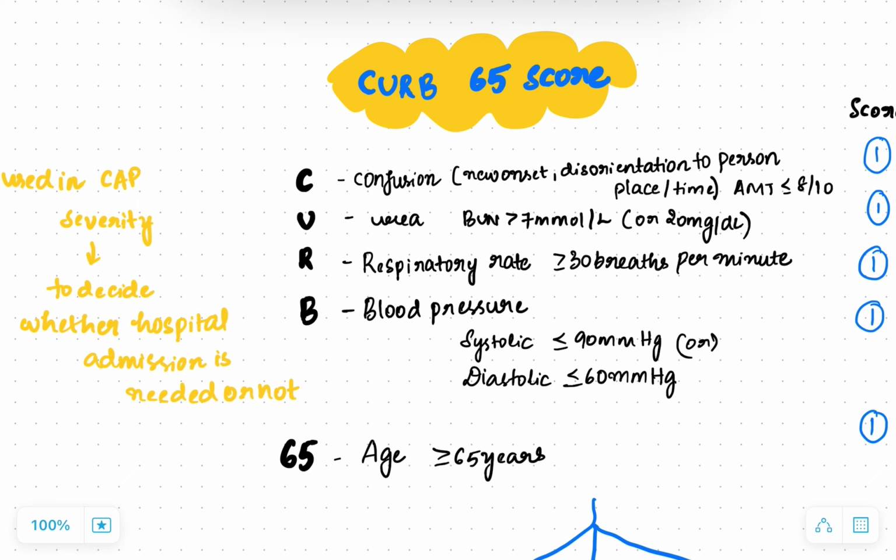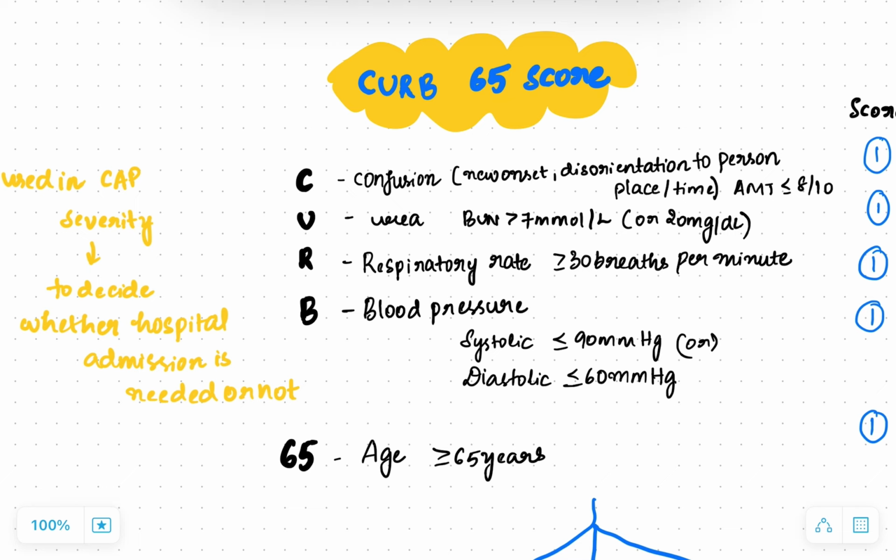So C stands for confusion, that is new onset disorientation to time, place, person, and on the abbreviated mental test, which is a rapid quick screening tool for cognitive function. If the score is less than 8/10, then it is known as confusion.